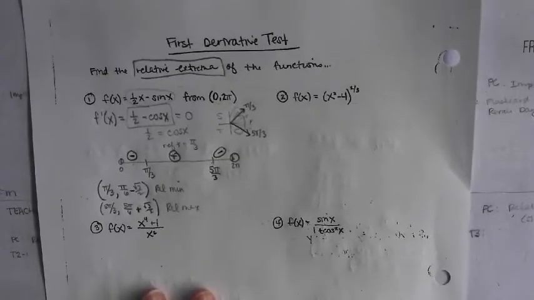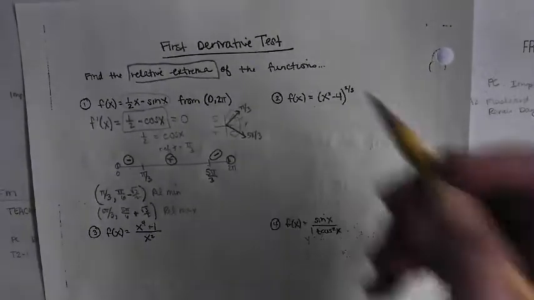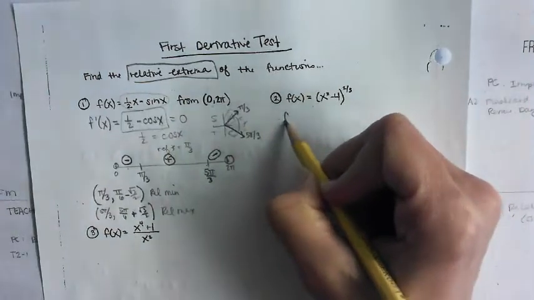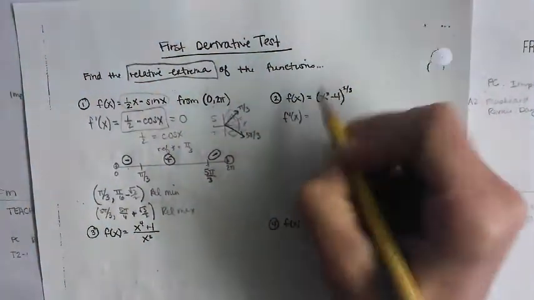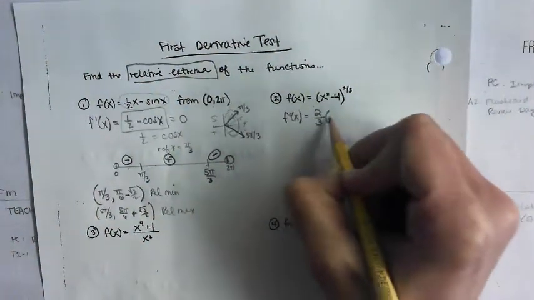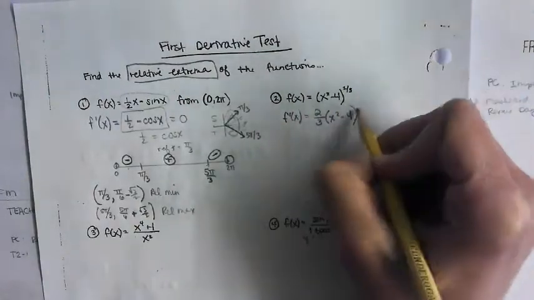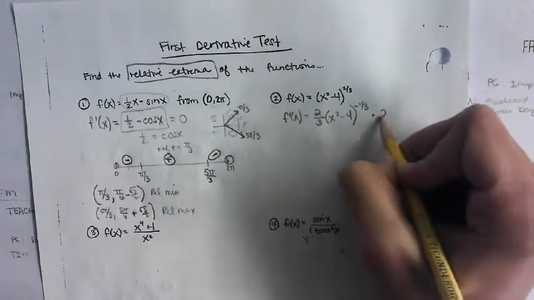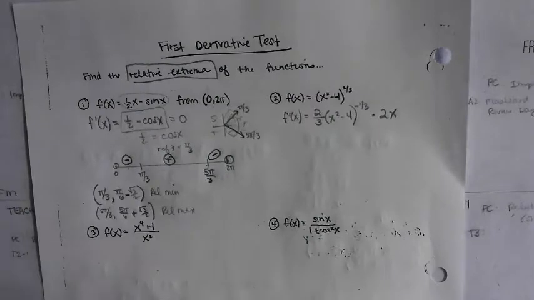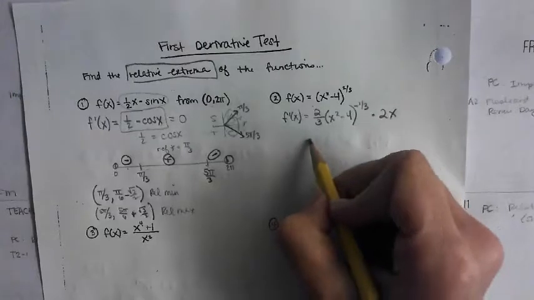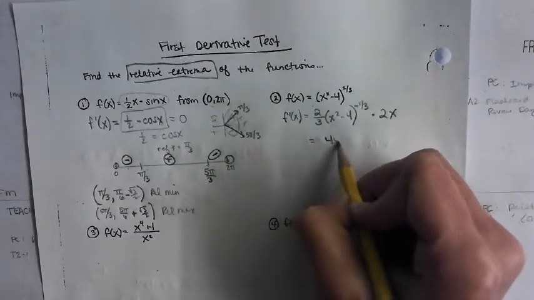Okay. Number 2, find your derivative. Go ahead and do that. Don't forget your chain rule. Simplify.